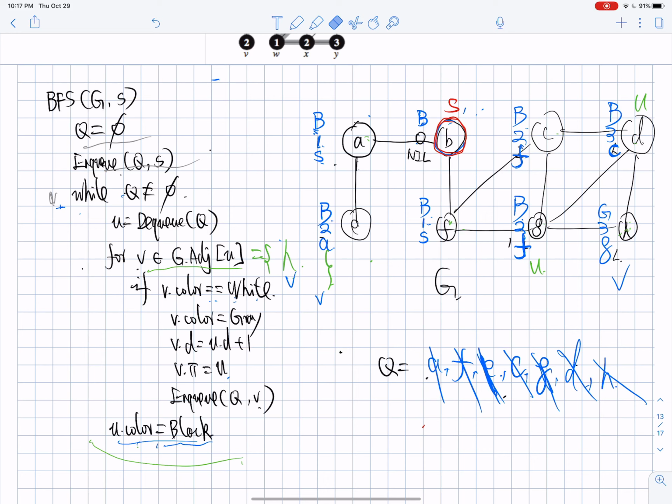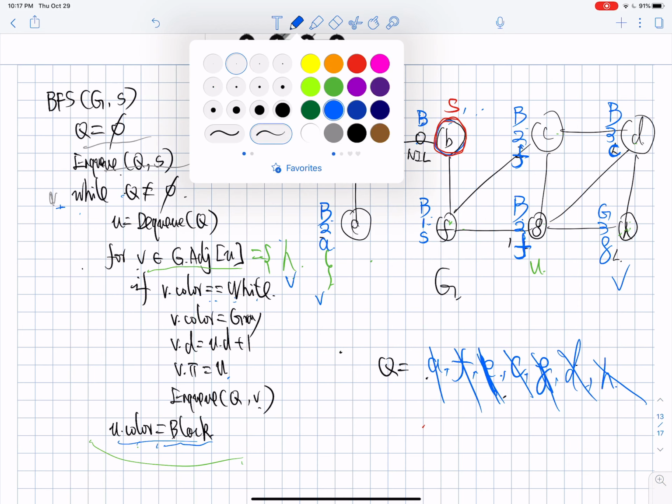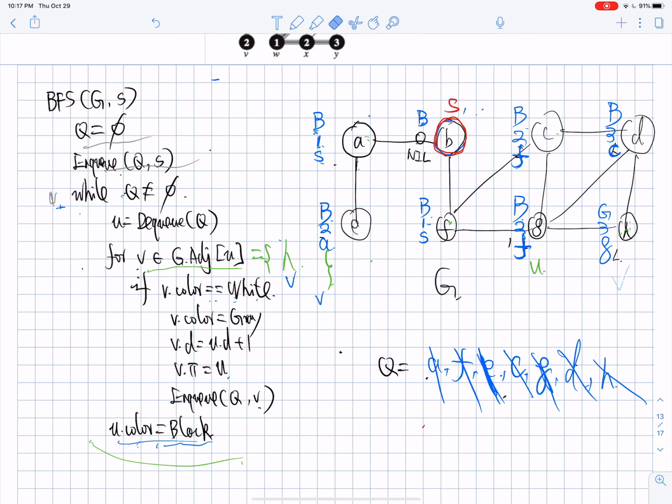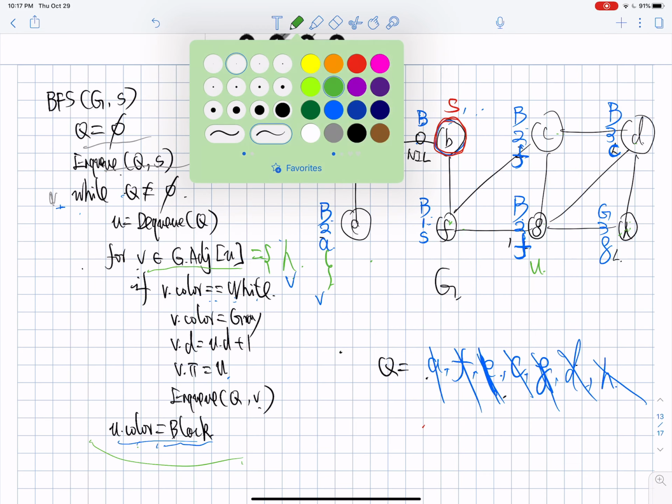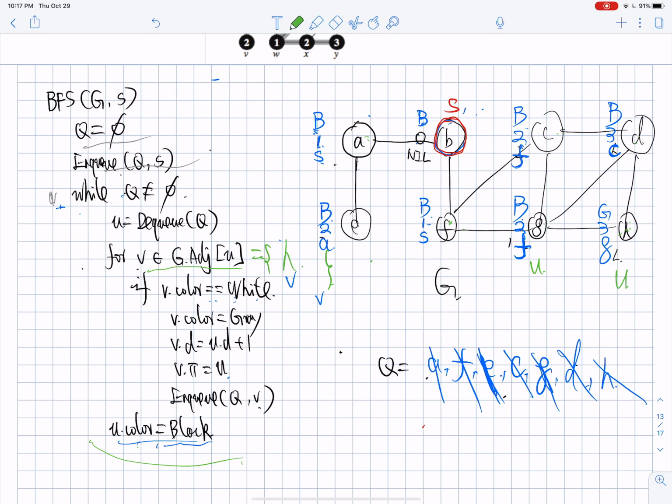So we put U at H. This is our U. Its neighbors include D and G, but none of them has a white color, so we're not going to do anything for its neighbors. We simply set its color to black, and this concludes the algorithm. Then we go back to the while loop and find that the queue is empty, so the while loop is terminated, and we don't do anything after that. This terminates the execution of the algorithm.